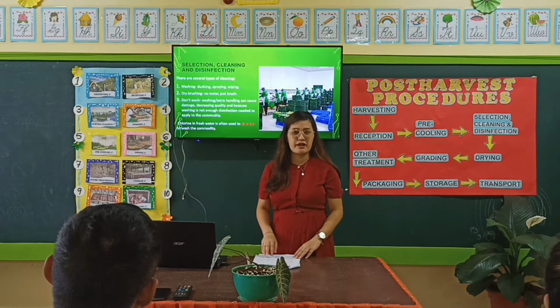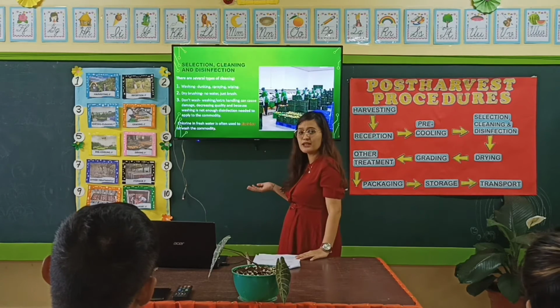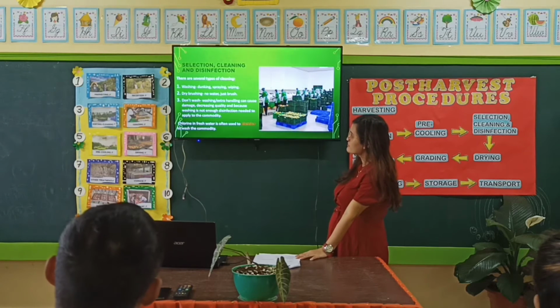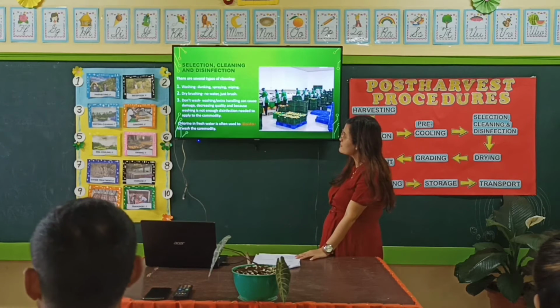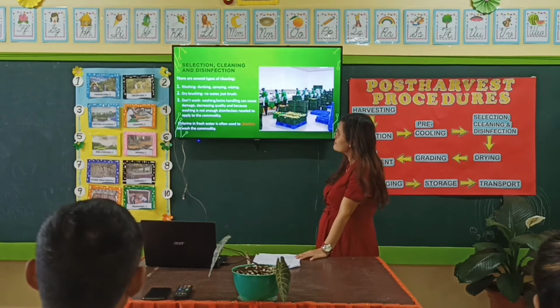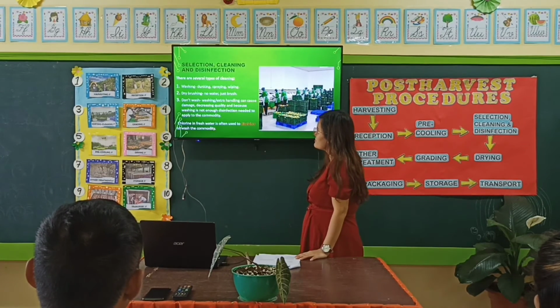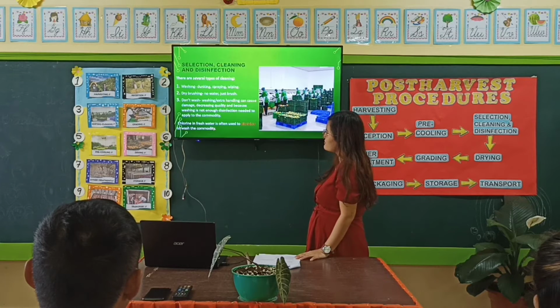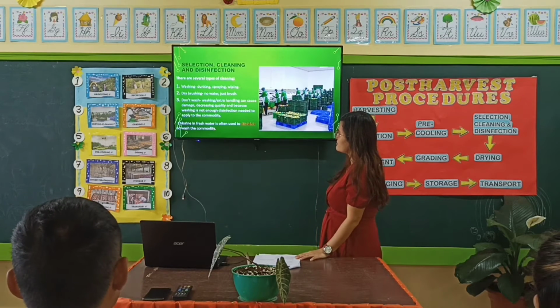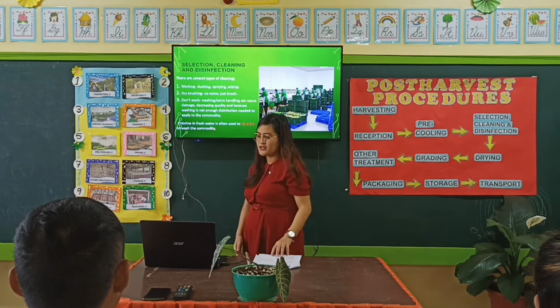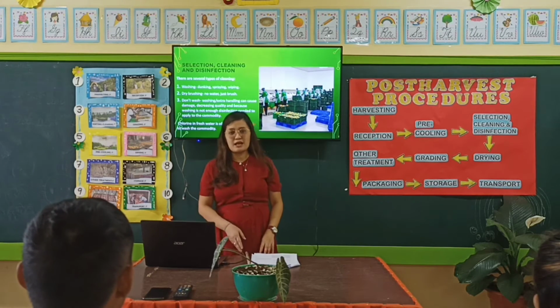So may I request Mary Joy to read what's on the screen? There are several types of cleaning. 1. Washing: dunking, spraying, wiping. 2. Dry brushing: no water, just brush. 3. Don't wash: washing or extra handling can cause damage, decreasing quality. And because washing is not enough, disinfection is needed to apply to the commodity. Okay, so there are several types of cleaning.